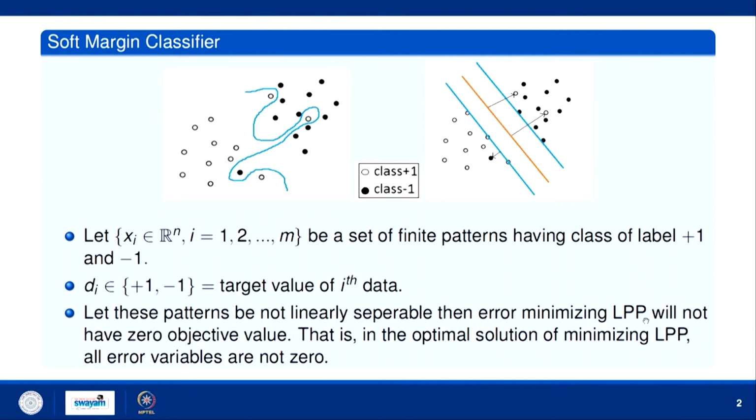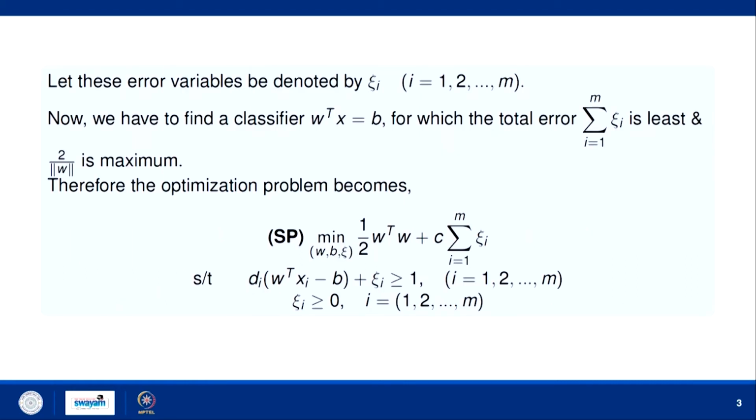So, let us see. Suppose the patterns are not linearly separable, then the error minimizing LPP will not have a 0 objective value. That is, in the optimal solution of the minimizing LPP, all error variables are not 0. Let these error variables be denoted by xi I, I from 1 to m, for all the patterns. Now, we have to find a classifier for which the total error, which is the sum of xi I, is least, and the margin is maximum.